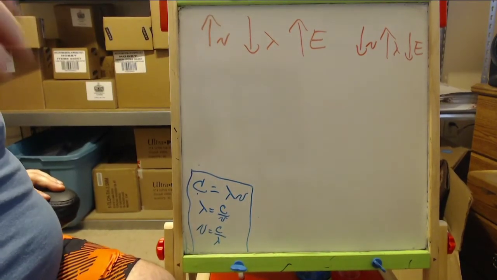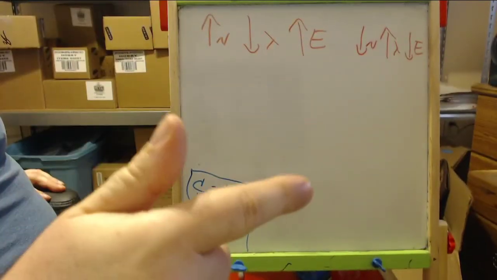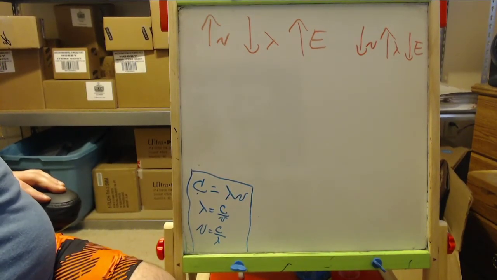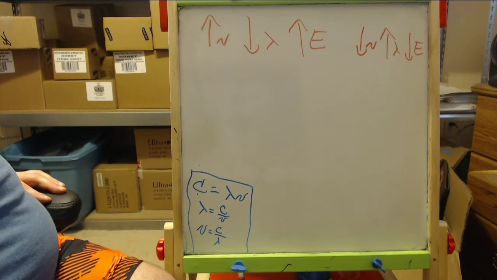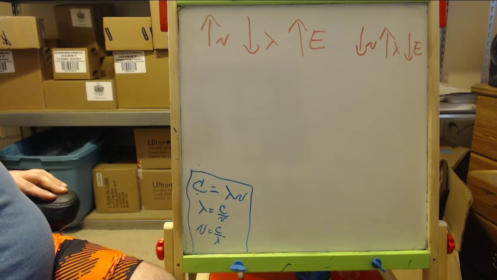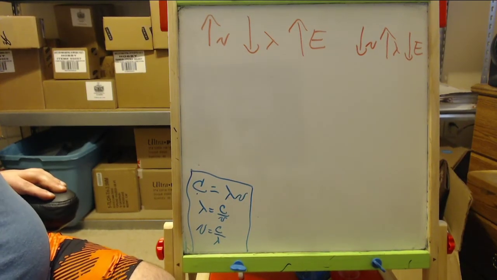Your eye then, in a split second, sends the signal, processes it, sends the signal to the brain, and the brain spits back, that's red, or that's rojo. I only know Spanish. I can't go French or German or anything for red.